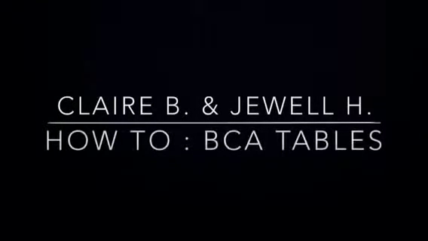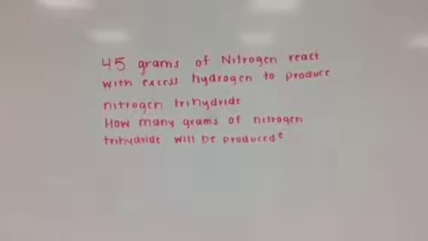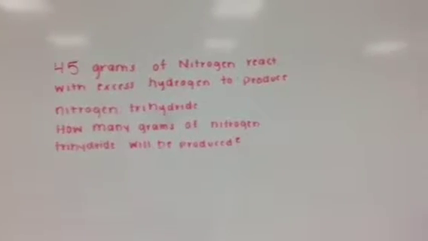Today we will be showing you how to do BCA tables. 45 grams of nitrogen react with excess hydrogen to produce nitrogen trihydride. How many grams of nitrogen trihydride will be produced?